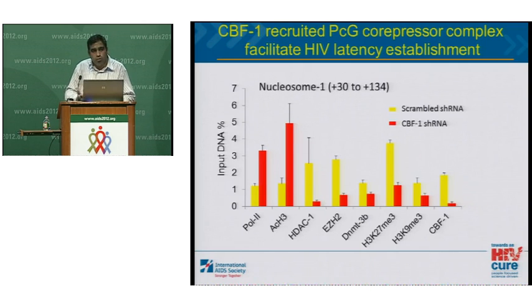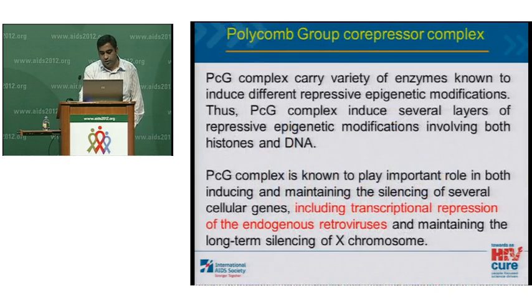And polycomb group co-repressor complexes are known to repress the transcription of cellular genes by inducing multiple layers of repressive epigenetic modification. Means that when they repress the transcription, they repress by inducing various epigenetic modifications, not just one, but they induce simultaneously various epigenetic modifications. And therefore, polycomb group co-repressor complexes not only play a role in the transient silencing of the genes, but also permanent silencing of cellular genes, such as, for example, the permanent silencing of endogenous retroviruses.